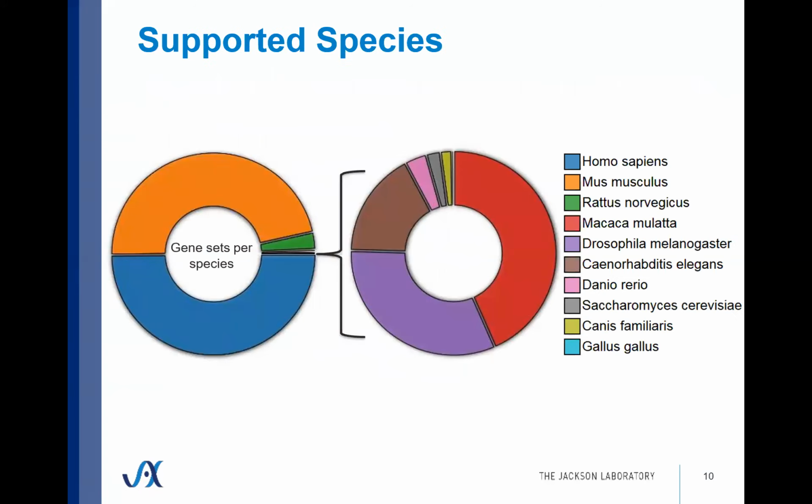GeneWeaver supports 9 species. I'm probably going to see 10 of them if I count too closely. Most of these are commonly used in the biomedical research area. So human, mouse, rat have the vast majority of the data, but we also have rhesus monkeys, Drosophila, C. elegans, and some other more agriculturally relevant species as well.